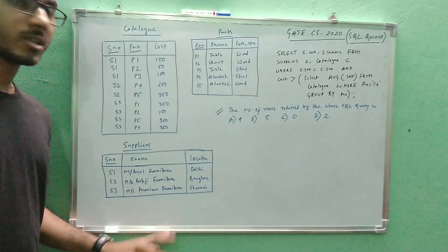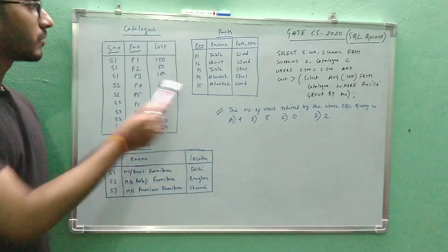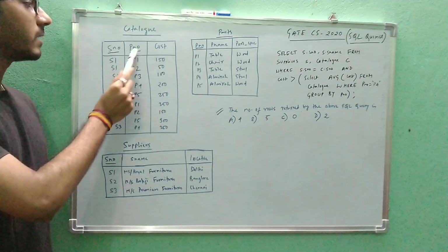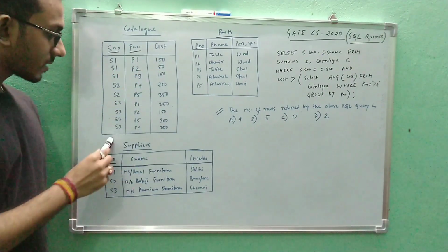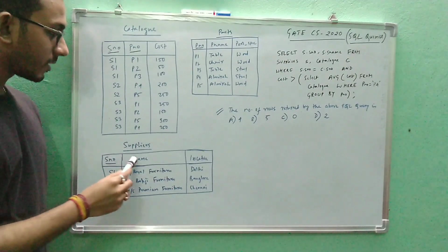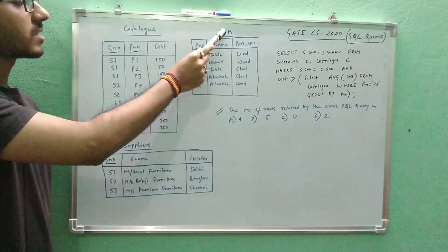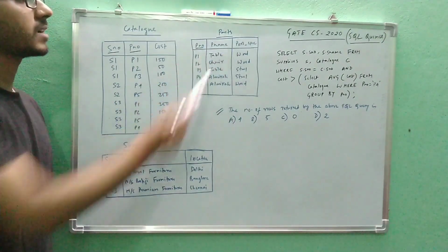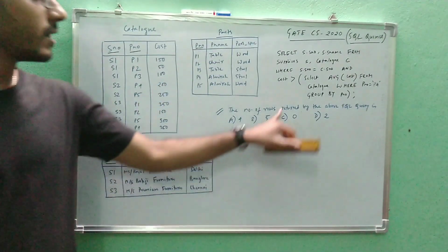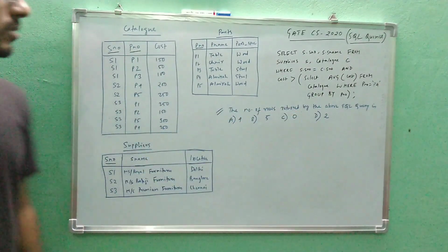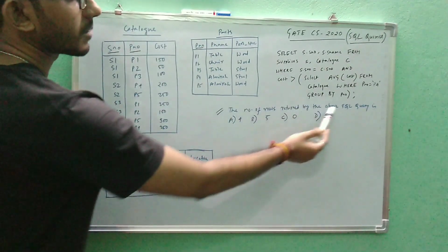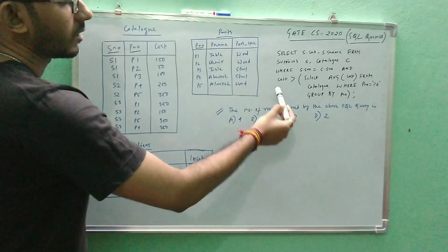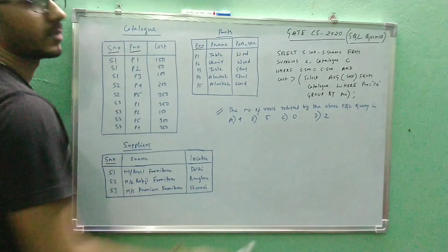As you can see in this question, we have been supplied with three tables. One is the catalog table, which consists of three attributes: S number, P number, cost. The suppliers table consists of three attributes: S number, S name and location. The parts table consists of three attributes: P number, P name and part specification. We have also been given an SQL query. The question asks for the number of rows returned by the above SQL query. So we have to find out how many rows will be present in the final output of this query.